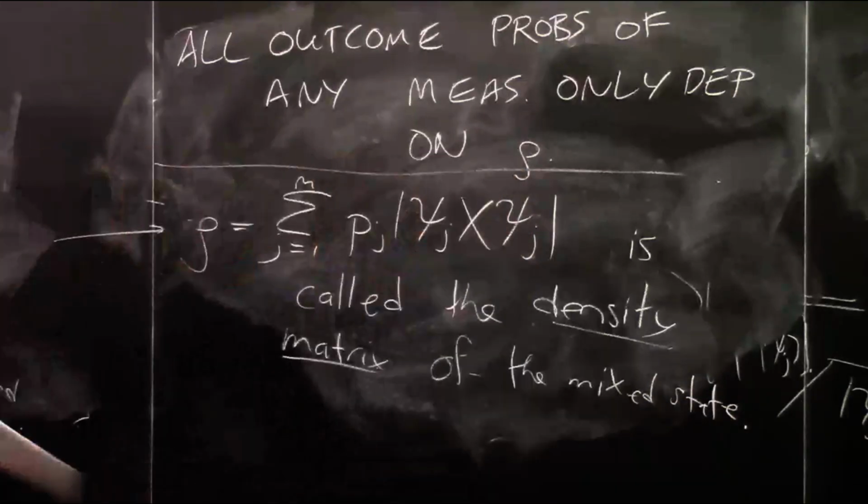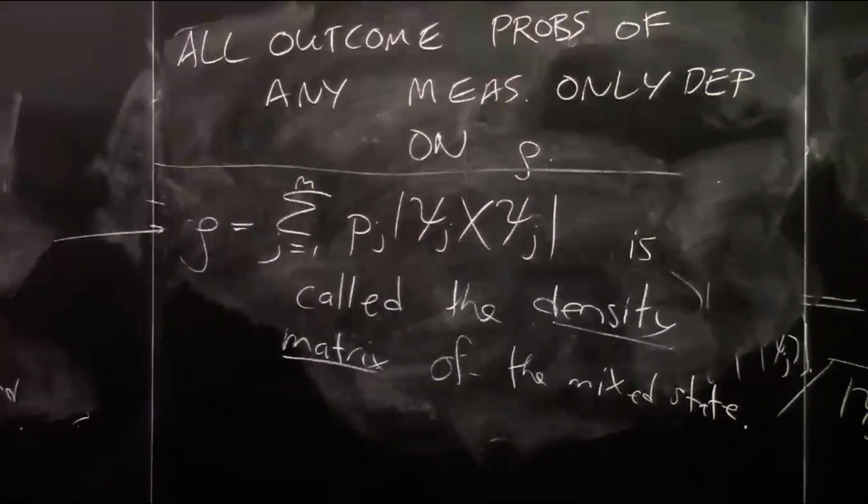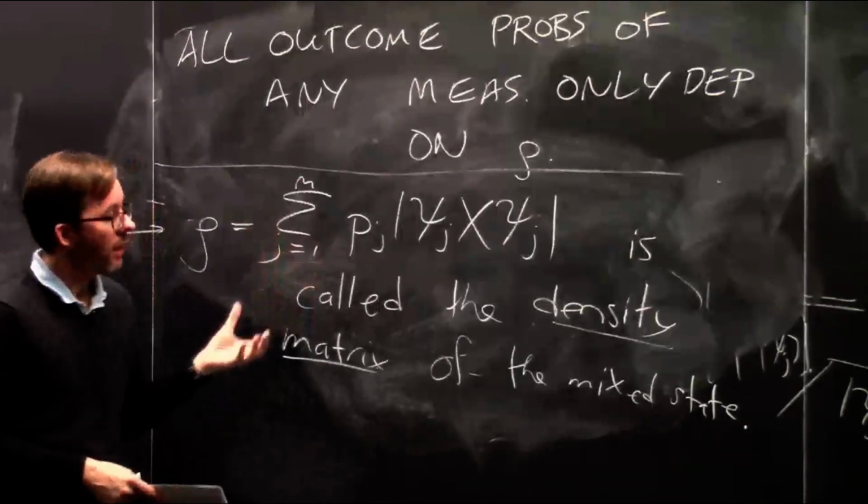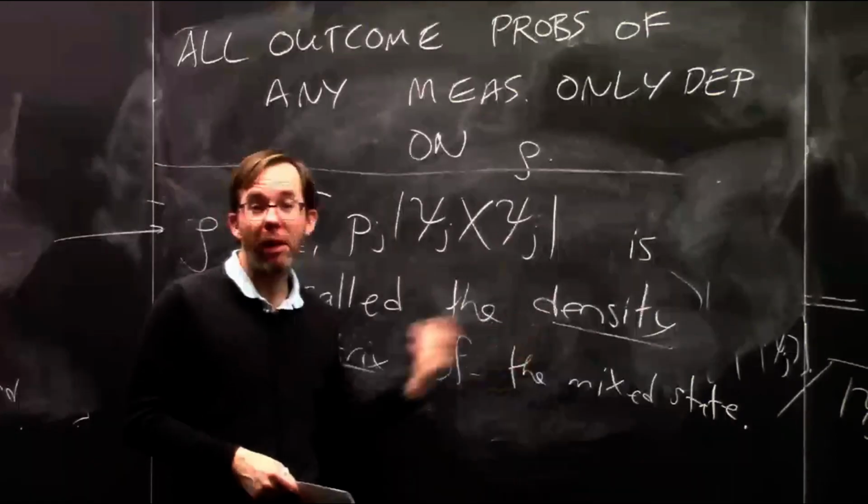The word density here is like in the term probability density function. The definition of a probability distribution is by its probability density function. As we're going to see, this is a lot like a quantum source of probability, but we have a density matrix now.